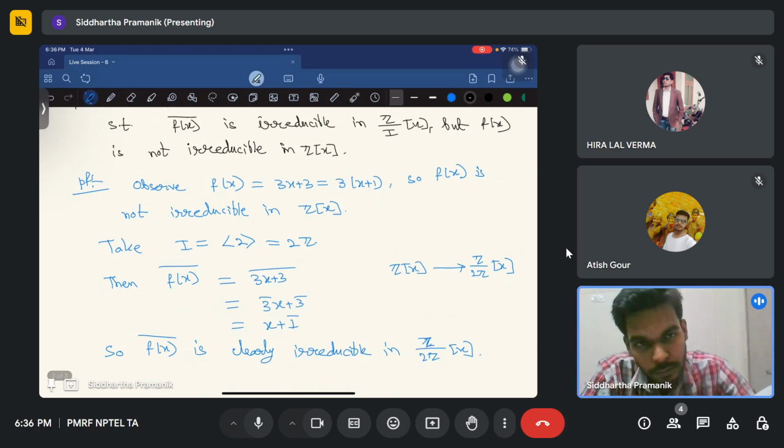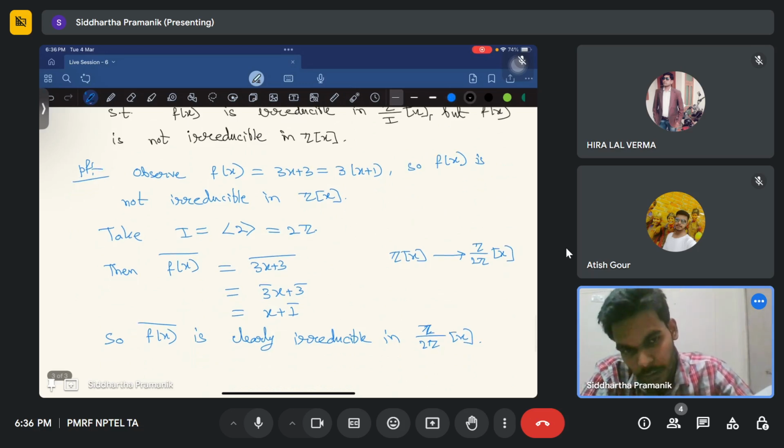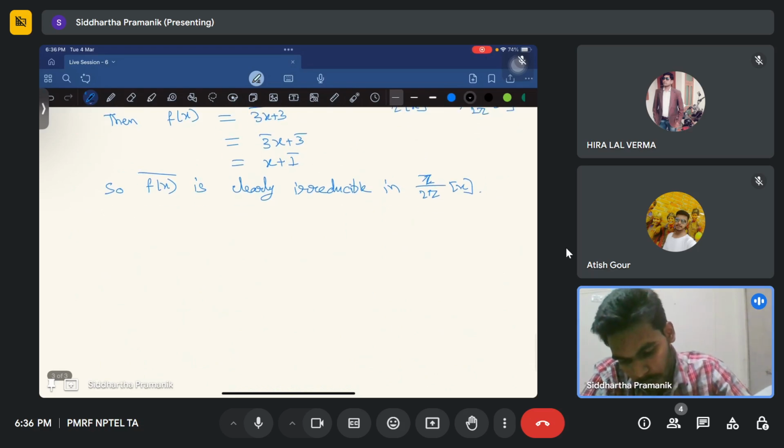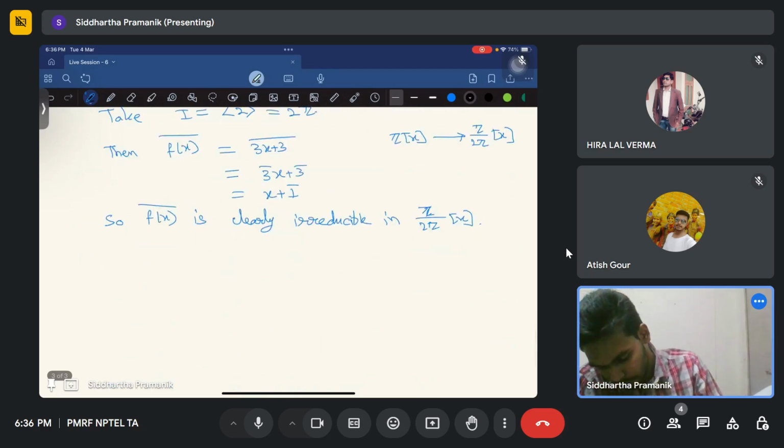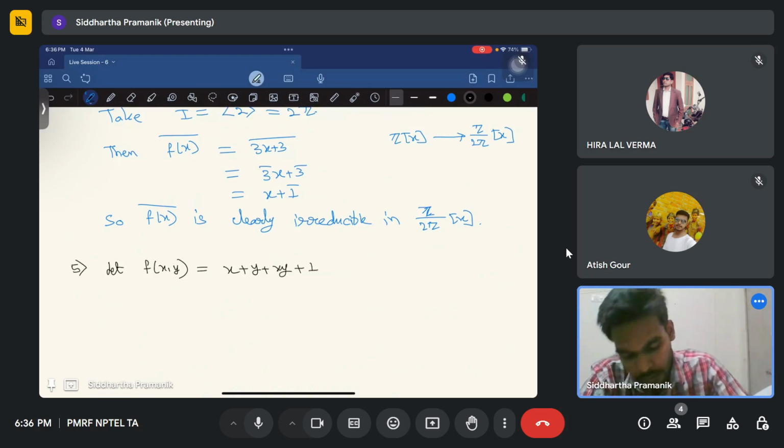Okay, so it seems it is fine. So let's see one more example which will help you to convince yourself. Let f(x, y) = x + y + xy + 1. This belongs to Z[x, y].